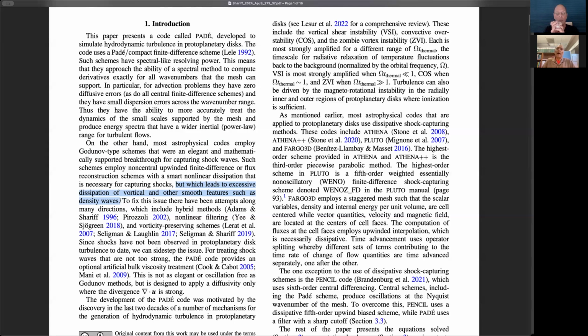I would say one of the best ideas is hybridizing, hybrid schemes, where in regions where you have shocks, you bring in the shock capturing apparatus, but where you don't have shocks, you use a scheme like Padé. Now, let me just generally talk about the advantage of Padé schemes.